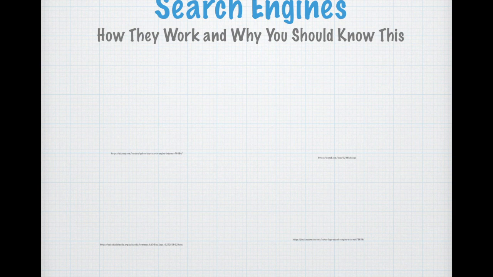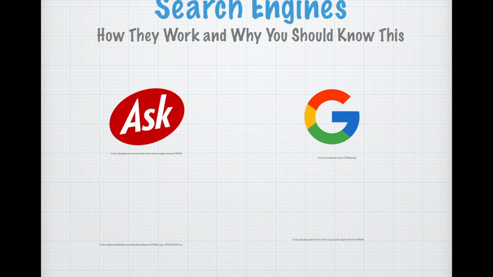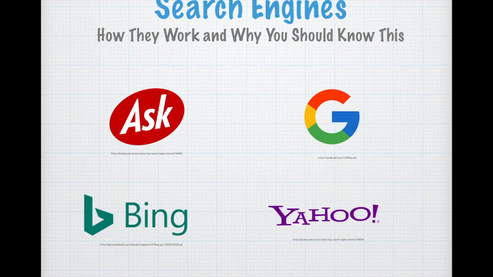A search engine, on the other hand, how do they work and why should I know this? Well, most of us use Google. Google's always a primary choice. It's even a verb. So we have Google, but there are other search engine types, and I'm just listing some of them here. For all intents and purposes, I'm going to use Google and show how to actually use it.